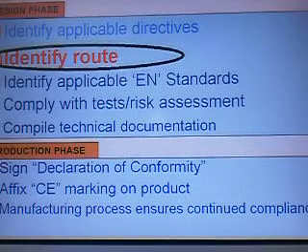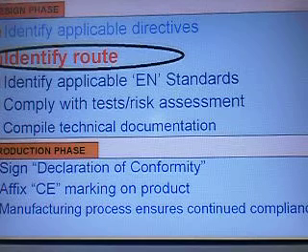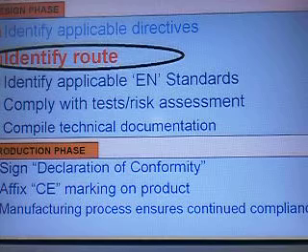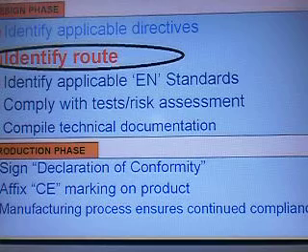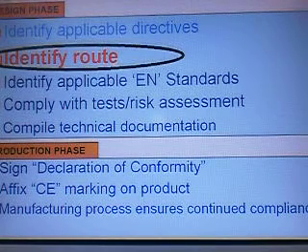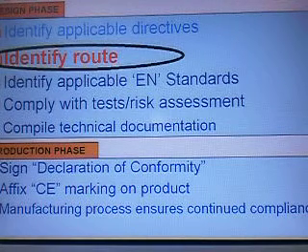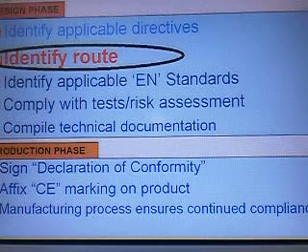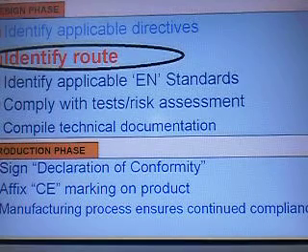Once the directives have been identified, the route to conformity has to be identified. The routes are also called conformity assessment modules, and depending on the product risk, the directives specify one of the 8 routes. That is Module A to Module H. Module A is for the product with least risk, and H is for the product with the highest risk. We are going to discuss a little bit about Module A, which is specified by the EMC and the Low Voltage Directive.